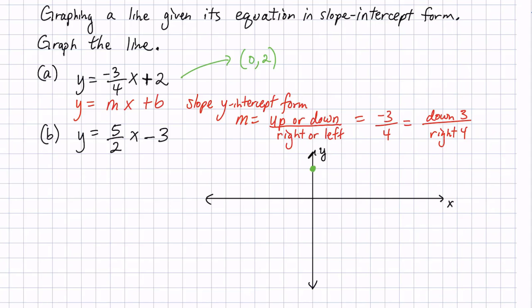Then from there, you want to travel the slope. Second, we're going to use the slope now. From there, we are going to go down 3, 1, 2, 3, and then right 4. 1, 2, 3, 4. And we simply plot another point. Plot another point there. And now we could use our straight edge or ruler and graph the line. Connect the dots.